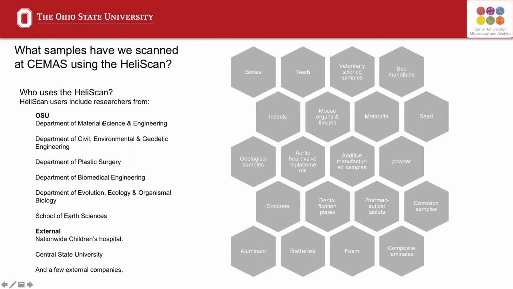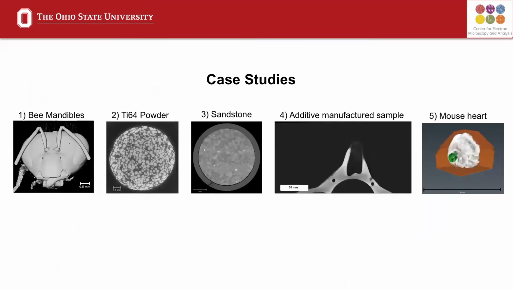On the left, you can also see a list, which is not an exhaustive list. There are other departments that have used us, but a list from OSU and also external research departments that have actually used the HeliScan to help them solve research problems. During this talk, I'm going to highlight 5 different samples: a honeybee, a titanium alloy powder, a sandstone, an additive manufactured sample, and a mouse heart.